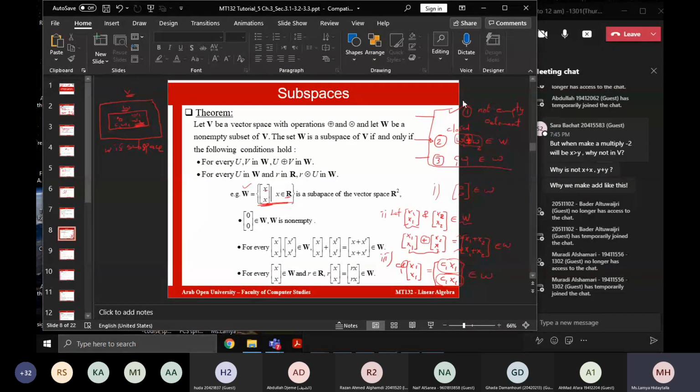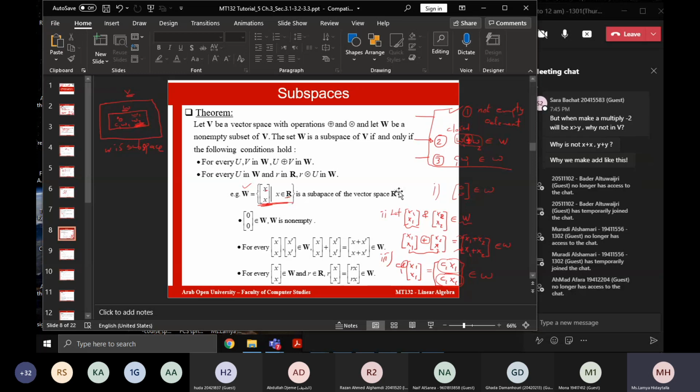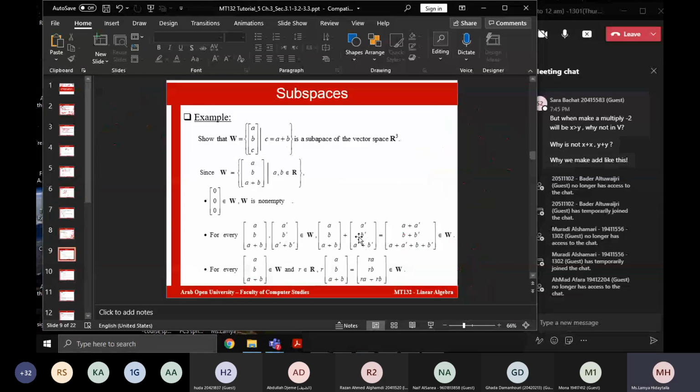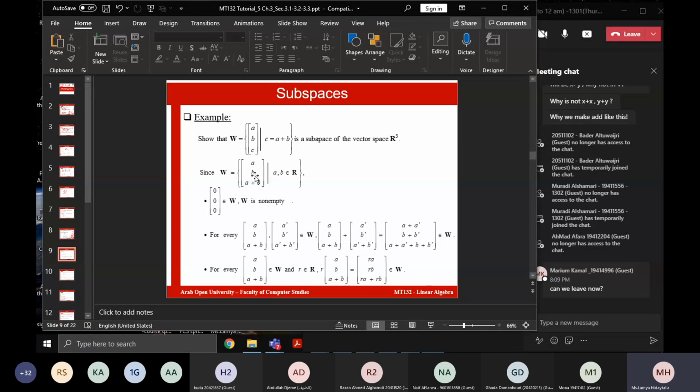So the three conditions are satisfied. So yes, it is a subspace from what? From the big R2. So this space W is a subspace from R2. And this is how we proved it. Clear? Let me do this example and then I'll stop.